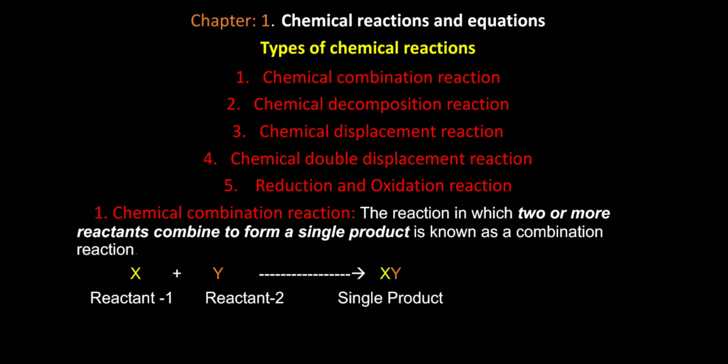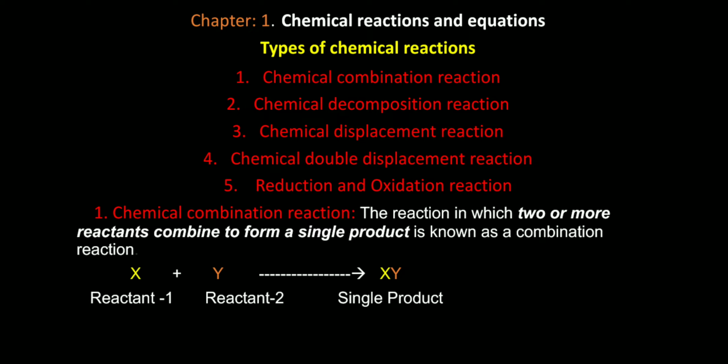The name itself indicates combination. The combination means the combination of one or two objects or the reactants. The definition: it involves the reaction in which two or more reactants combine to form a single product, which is known as a chemical combination reaction.